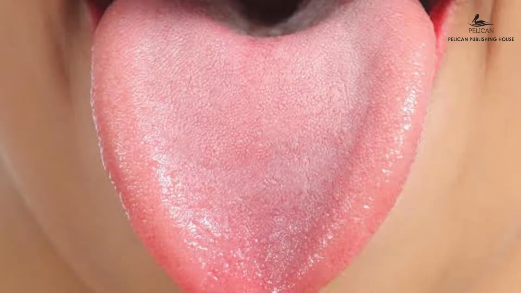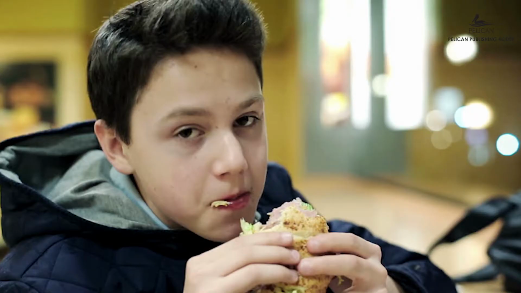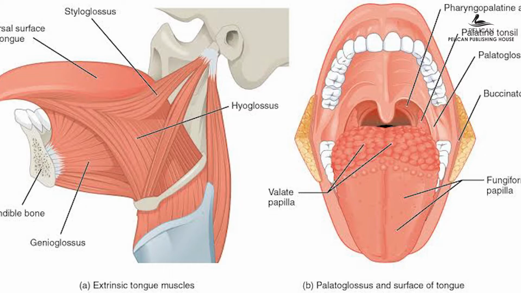The tongue. We need our tongue to taste, chew, swallow food and also to speak. The tongue is made up of 8 types of muscles. It is the only muscle to be attached at one end, leaving the other end free to move. This is what makes the tongue so flexible.